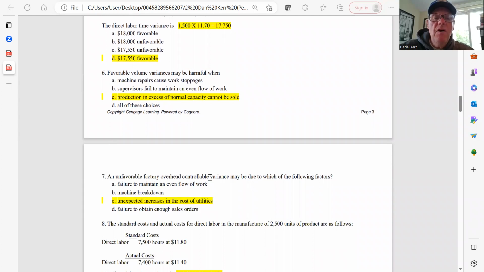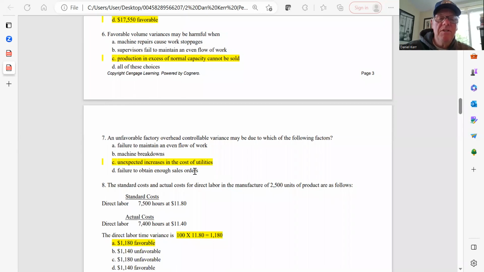An unfavorable factory overhead controllable variance may be due to which of the following factors? Well, if you have an unexpected increase in the cost of material or utilities, that is likely to give rise to an unfavorable controllable variance. These other ones, failure to maintain an even flow of work, machine hour breakdown, failure to attain enough sales orders, those are kind of tangential. The one that would give you your best explanation of a factory overhead controllable variance, which means that the variable costs exceeded what they should be, would be C, an unanticipated increase in utilities.